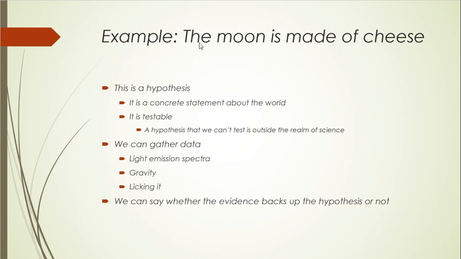We can gather data about whether the moon is made of cheese. We can look at light emission spectra, which, if you take any sort of physics class, every material emits certain frequencies of light, and by looking at what frequencies are emitted, we can tell what the material is. Gravity: the moon has a specific density. So if it were made of cheese, it would have a certain mass given its size, and we could see, does that fit the orbits we observe with the moon going around the Earth and its pull on the sun, for instance. We could also just lick it. If it tastes like dirty rocks, it's probably not made of cheese. Maybe some cheese tastes of dirty rocks, but most do not.